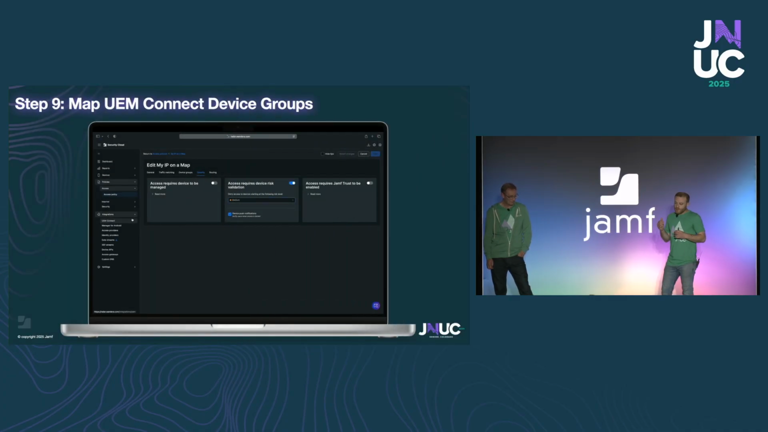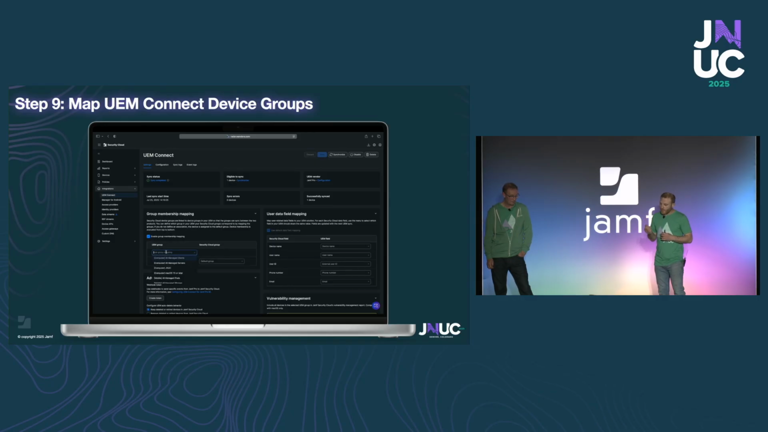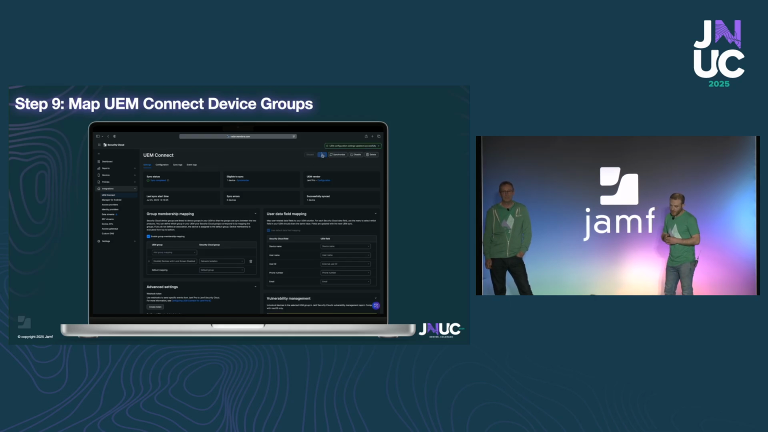Next, we need to map our devices with lock screen disabled smart group in Jamf Pro to the network isolation device group in the Security Cloud by, again, leveraging UEM Connect. By completing this step, we'll direct the Jamf Security Cloud portal to place any devices in the Jamf Pro devices with lock screen disabled smart group into that network isolation Security Cloud device group, thereby enforcing our restrictive content filtering policy.